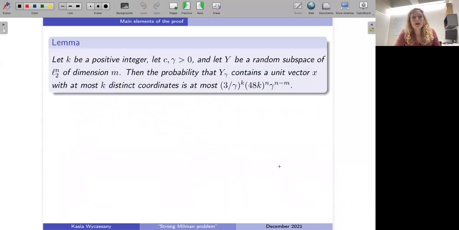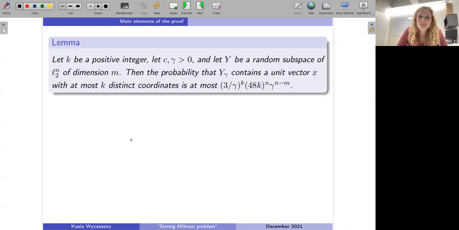So a lemma of this kind. If k is a positive integer and c and gamma are positive constants, letting Y be a random subspace of L2 of dimension m. So Y is of dimension m. Then the probability that Y gamma contains a unit vector X with at most k distinct coordinates is at most this magical expression here.